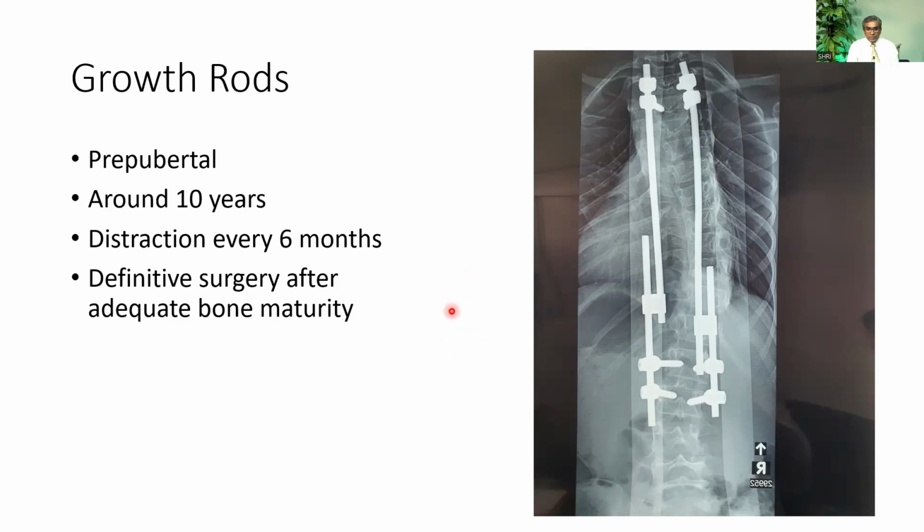We do serial distractions, and at the end of distractions, when the child has achieved adequate height, and when they are close to bone maturity, we can either do a definitive surgery and fix them later. So basically, growth rods allows us to maintain height whilst controlling the curve.